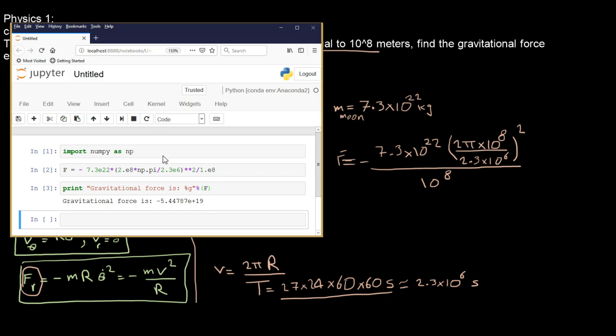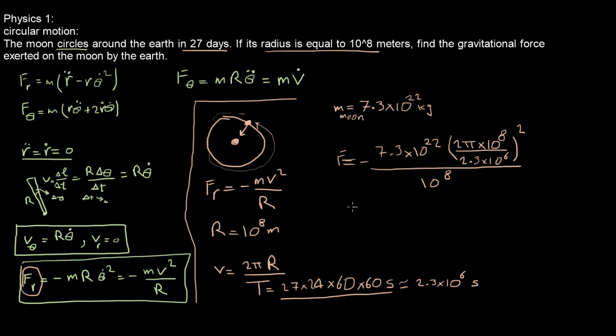Now I use my calculator, which is a Jupyter notebook, to calculate this. So I have defined F like that and just calculated that. So F is minus 5.4 times 10 to the 19. So it's equal to minus 5.4 times 10 to the 19 newtons.